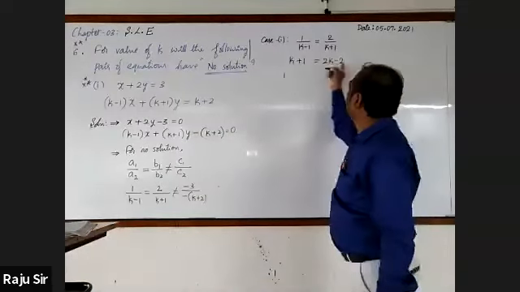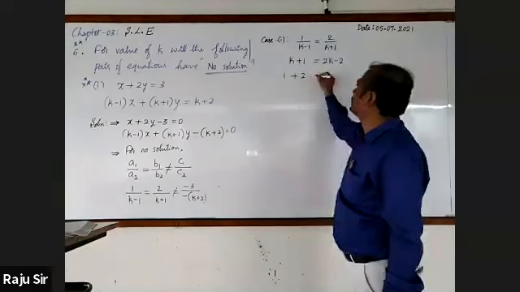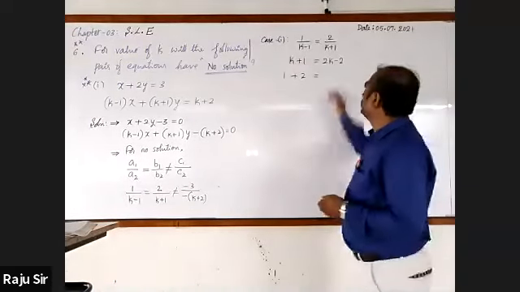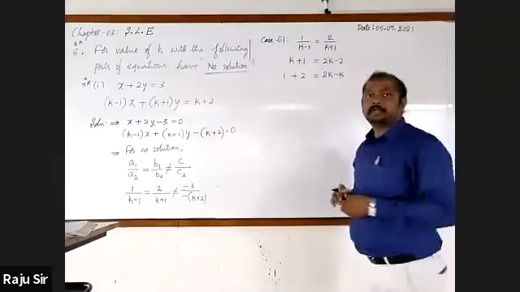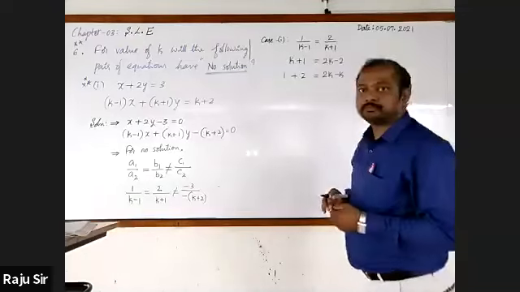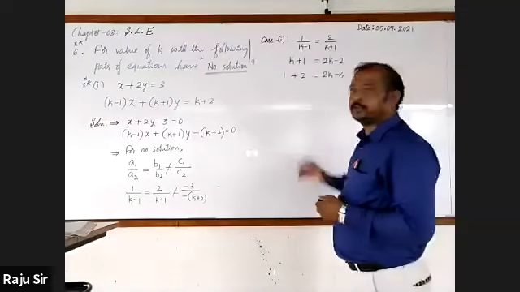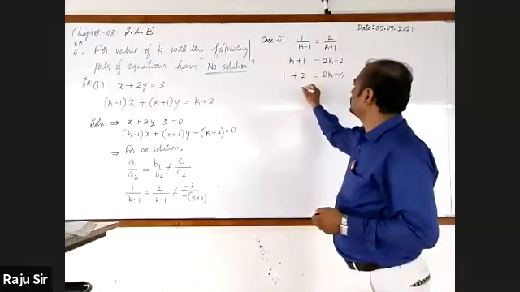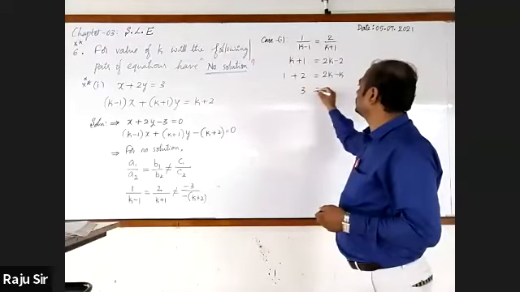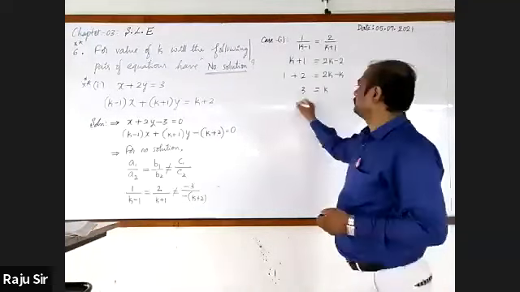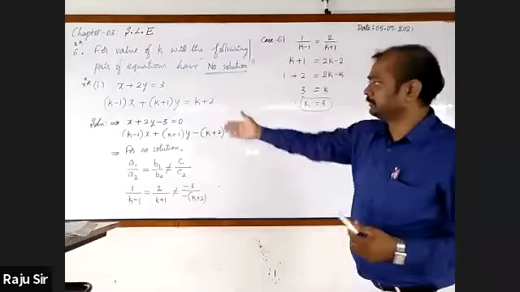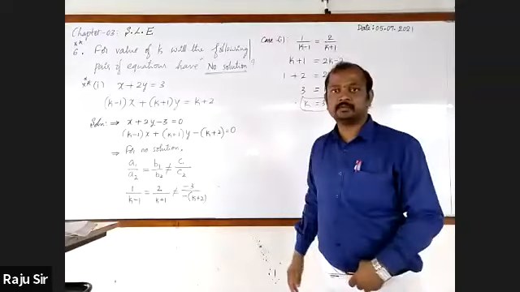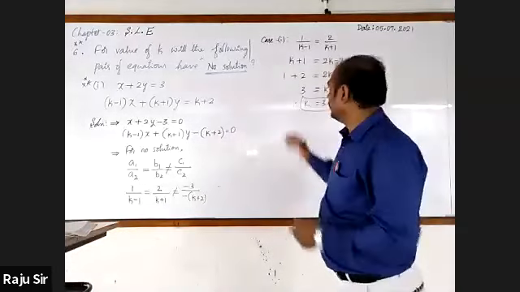Next, transfer minus 2 to the left hand side. It becomes plus 2. Then this 2k, transfer k to the right hand side, it becomes minus k. Then 1 plus 2 is 3. 2k minus k is k. Therefore, k equal to 3. When the value of k is 3, this condition will be satisfied. Not only that, we have some other cases.